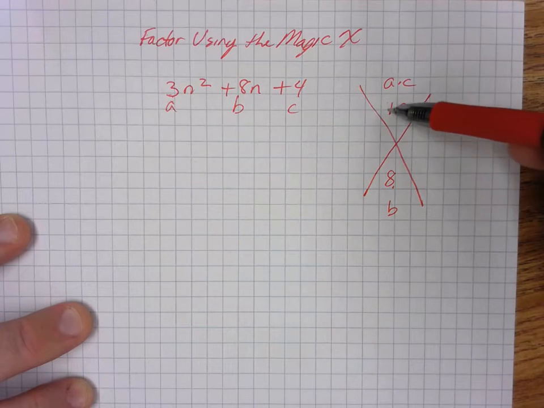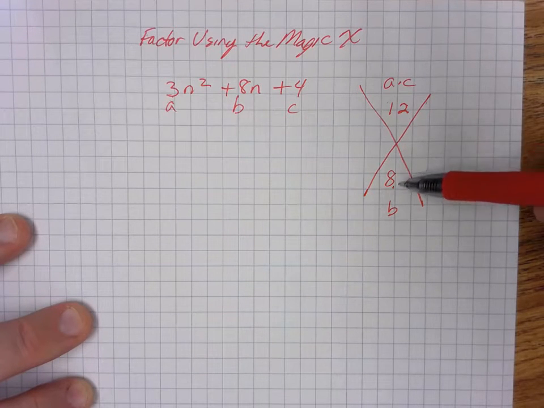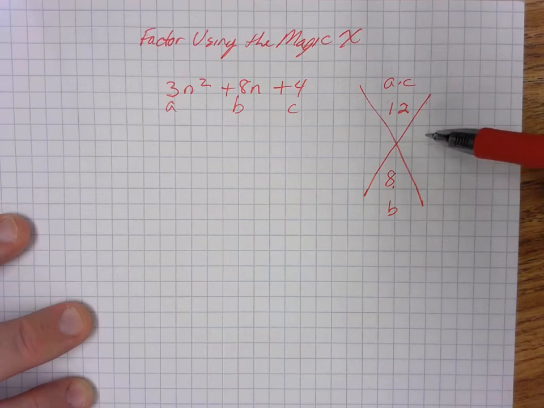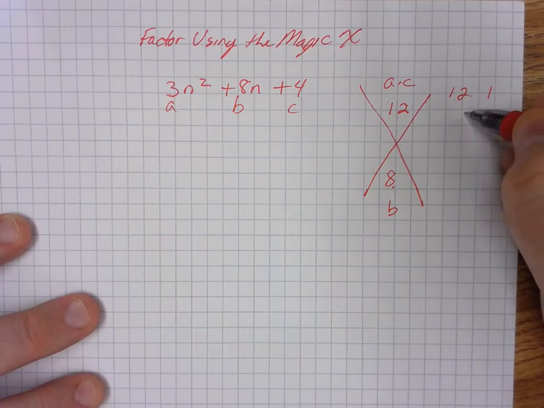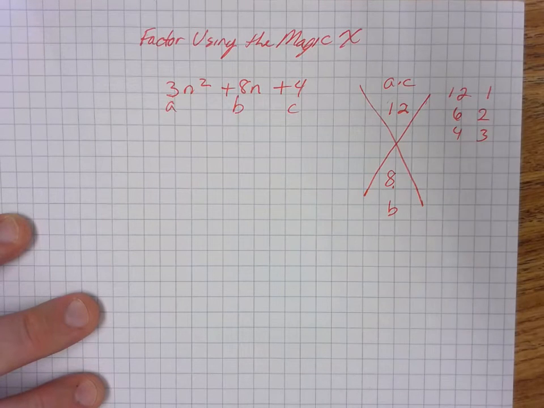Now, this being a positive tells us that the two factors we're going to put here are the same sign, which means they're either both positive or they're both negative. Since I'm adding up to a positive value, they have to both be positive. So the next thing I need to do is list the factors of 12. We've got 12 and 1, 6 and 2, 4 and 3. And which of these factors add up to 8? Clearly it's these two here.